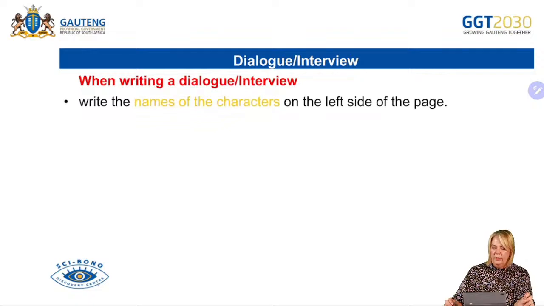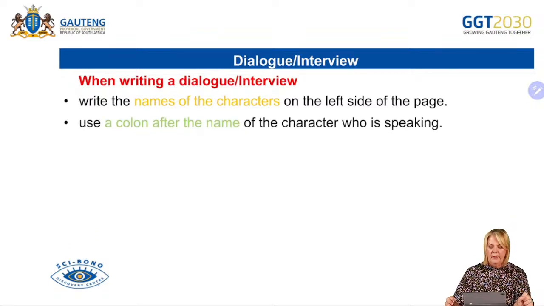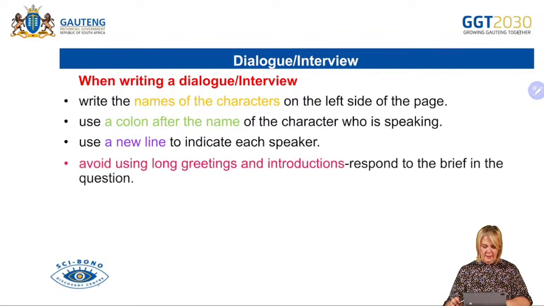When you write a dialogue or an interview, write the names of the characters on the left side of the page. Use a colon after the name of the character who is speaking. Use a new line to indicate each speaker. That is very important. Remember, this is not a paragraph, so it has to be nicely put together, and this is what we refer to as format.